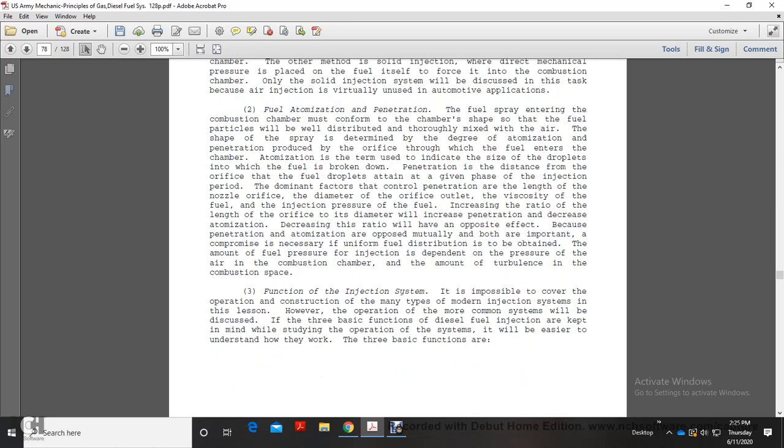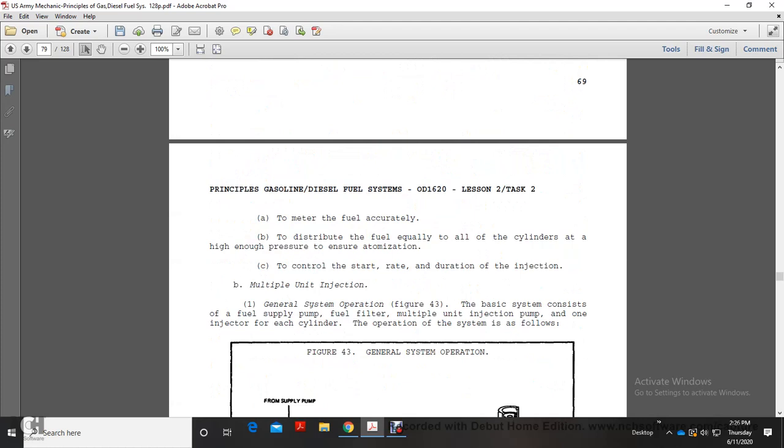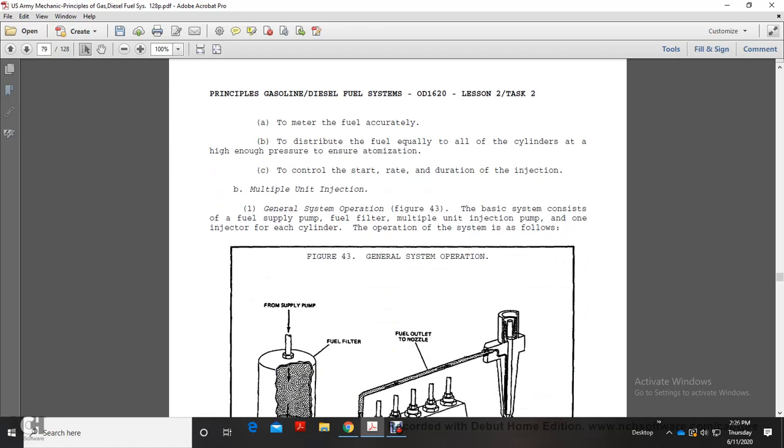The function of the injection system. It is impossible to cover the operation and construction of every type of injection system in this lesson. However, the operation of the more common systems will be discussed. If the three basic functions of diesel fuel injectors are kept in mind when studying the operation of the system, it will be easier to understand how they work. The three basic functions are to meter the fuel accurately, to distribute the fuel equally to all cylinders at high enough pressure to ensure atomization, and to control the start, rate, and duration of the injection.